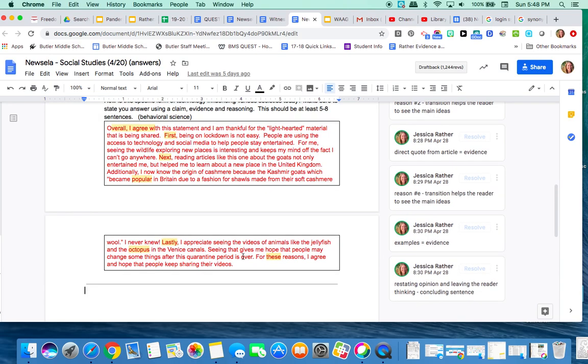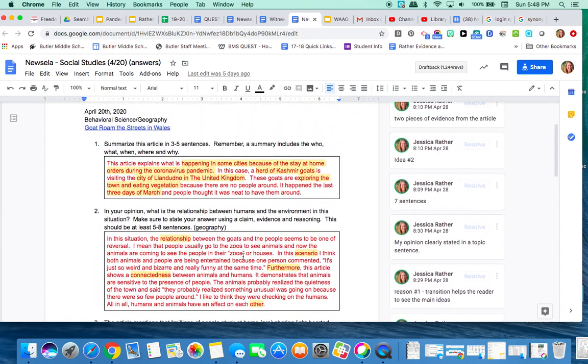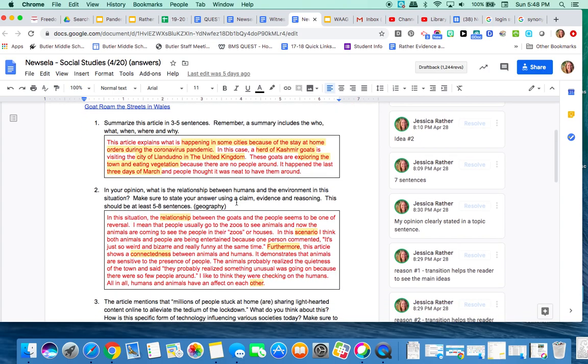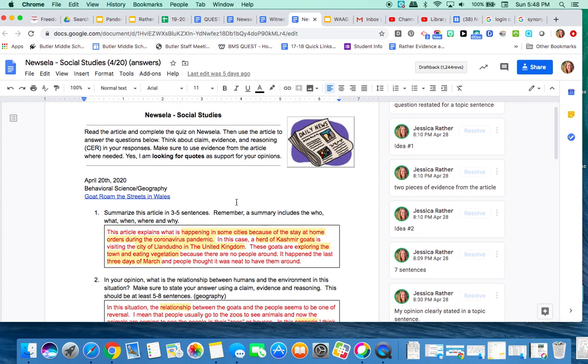So even though these are short answers that you are writing, it's showing me your skills and how you are summarizing, how you are adding claim, evidence, and reasoning to your writing. So please be aware of this as you're going through the assignments for this week, so that we can make some improvements. And please, please make sure to read the feedback I have given you.